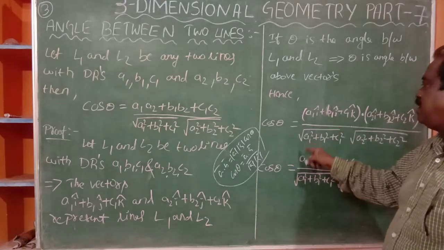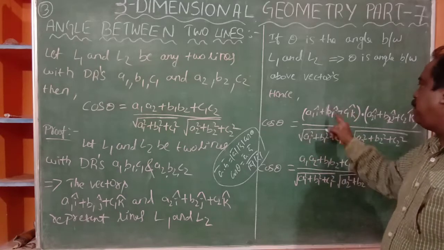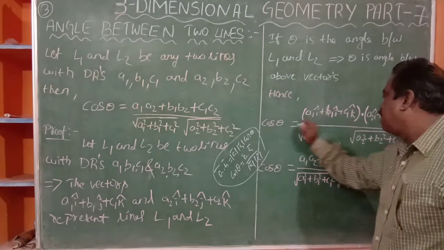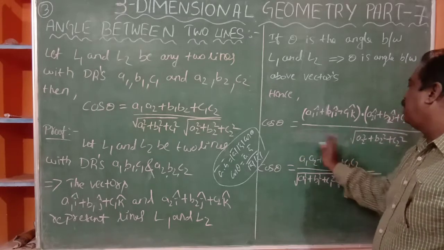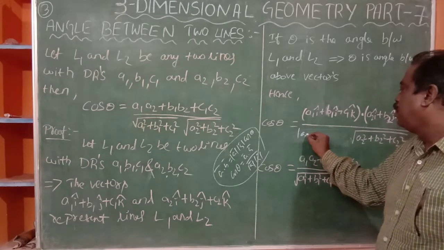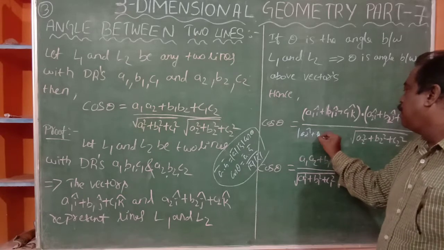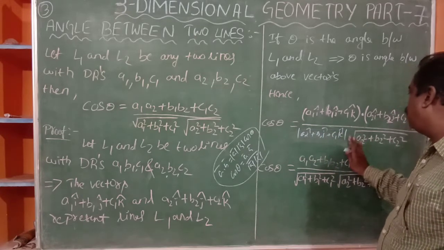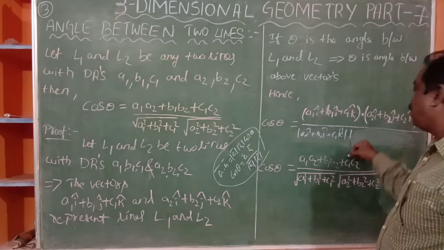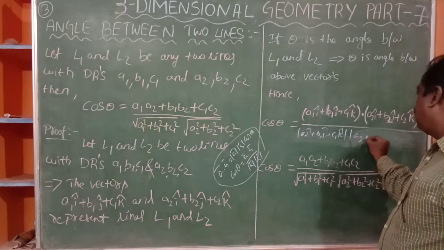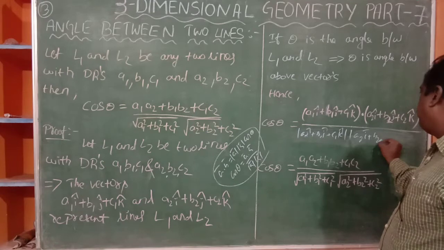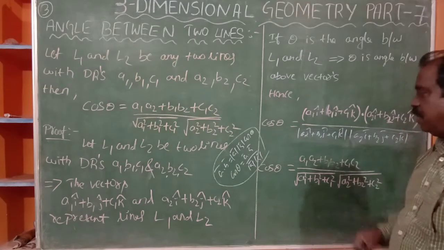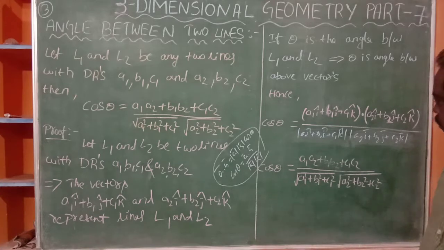Modulus of this one is root of A1 square plus B1 square plus C1 square. Is it that? That is clear. Or otherwise, you write here with the modulus A1i plus B1j plus C1k. Just like you assume here also, instead of writing this one, it is A2i plus B2j plus C2k. Okay, now this is modulus, just like mod A bar, mod B bar.